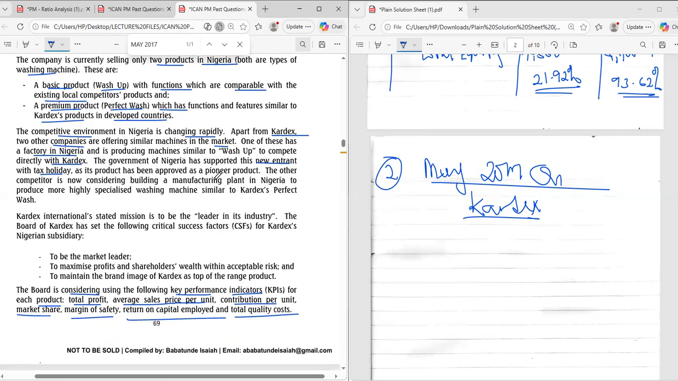a pioneer product. Professional students, what do you mean by tax holiday and what do you mean by pioneer products, before we continue? Tax holiday is a period whereby the government gives a new company a break from paying tax until after 3 years. Okay, what about pioneer products? Pioneer product, if they are doing a particular product for the first time.